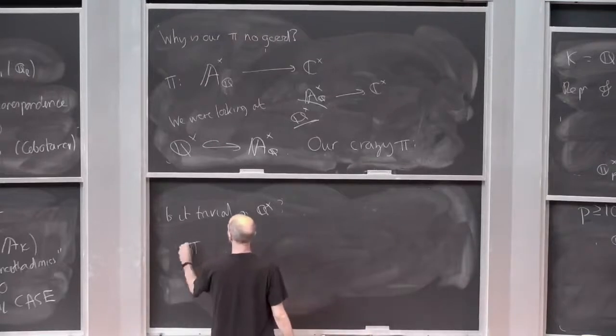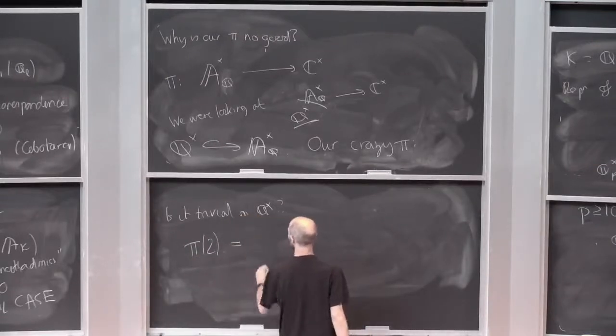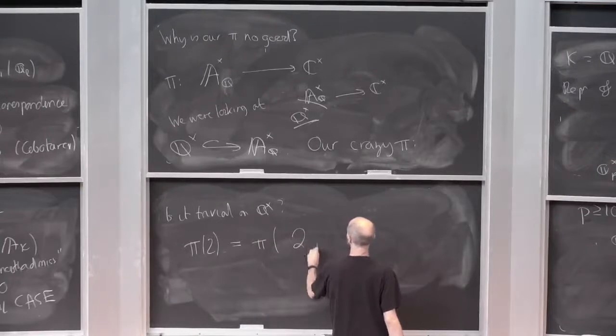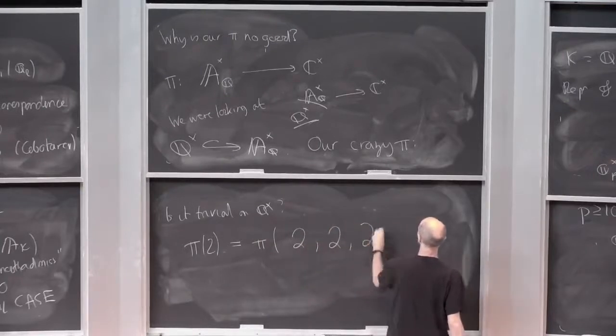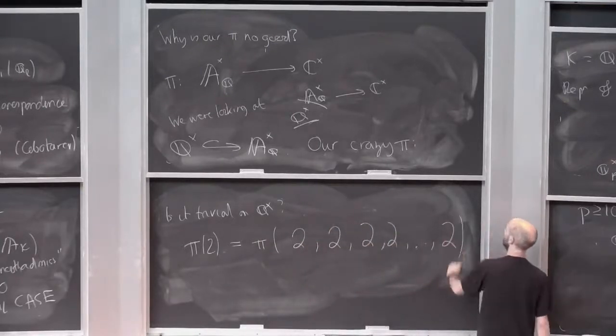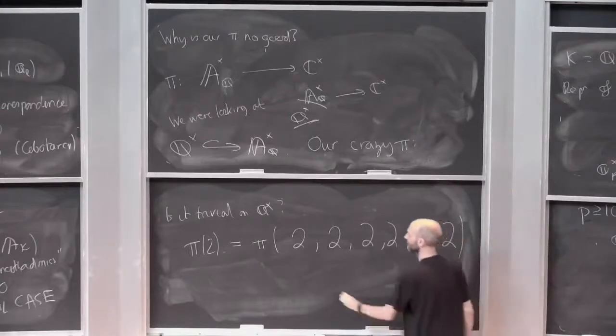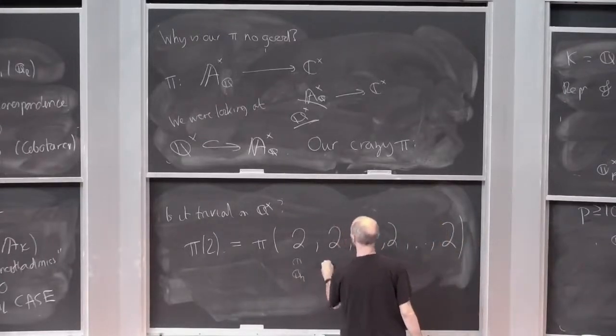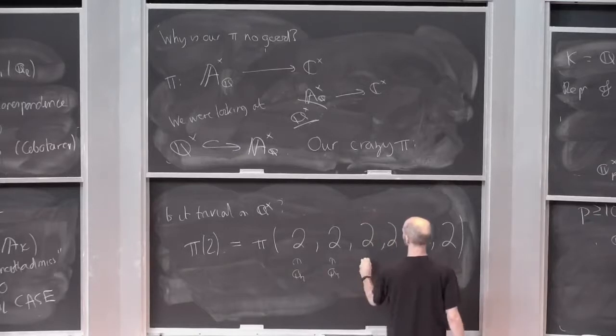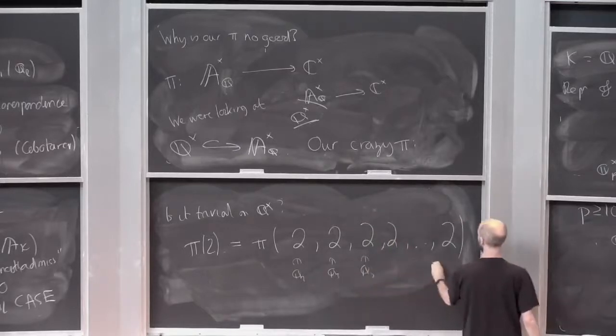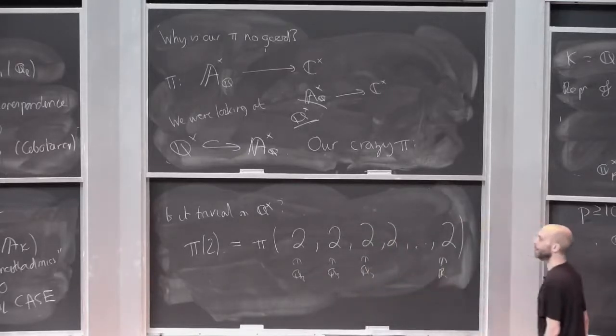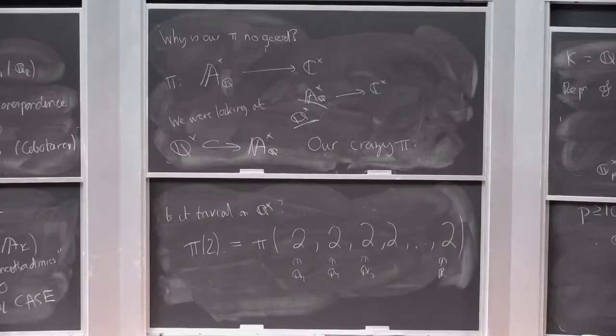Let's try and work out what pi of 2 is, right? So that means pi of 2 embedded diagonally, right? 2, 2, 2, 2, ... That's what an adele is, right? That's 2 considered as a 2-adic number, 2 considered as a 3-adic number, 2 considered as a 5-adic number, and at the very end, 2 considered as a real number. So what's pi of this number 2?